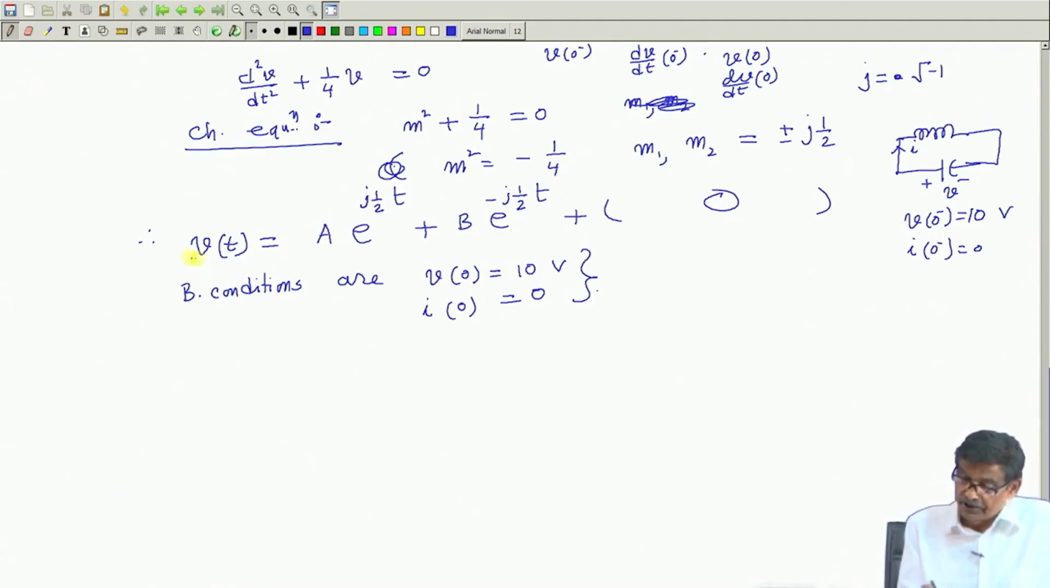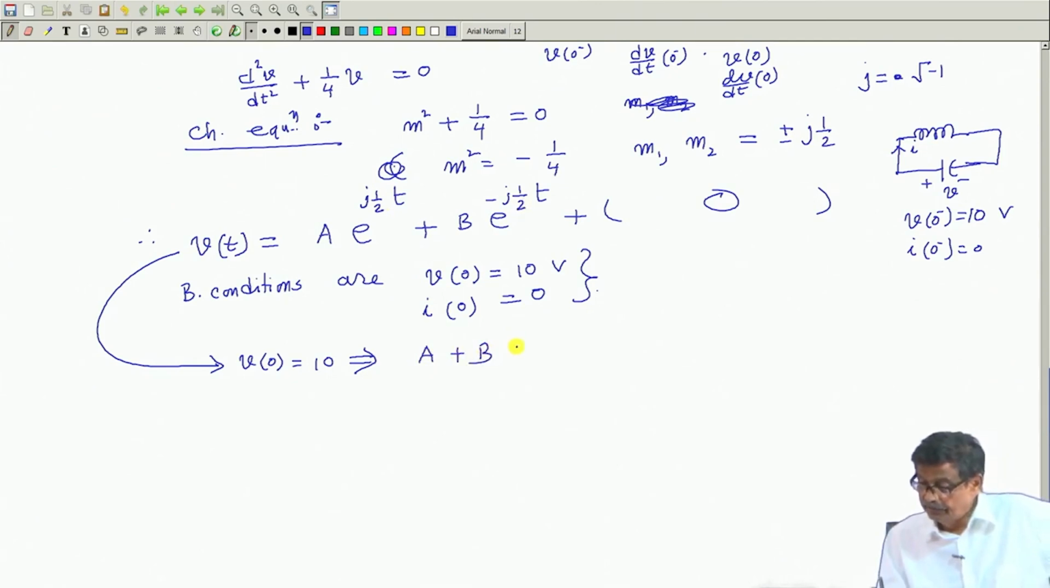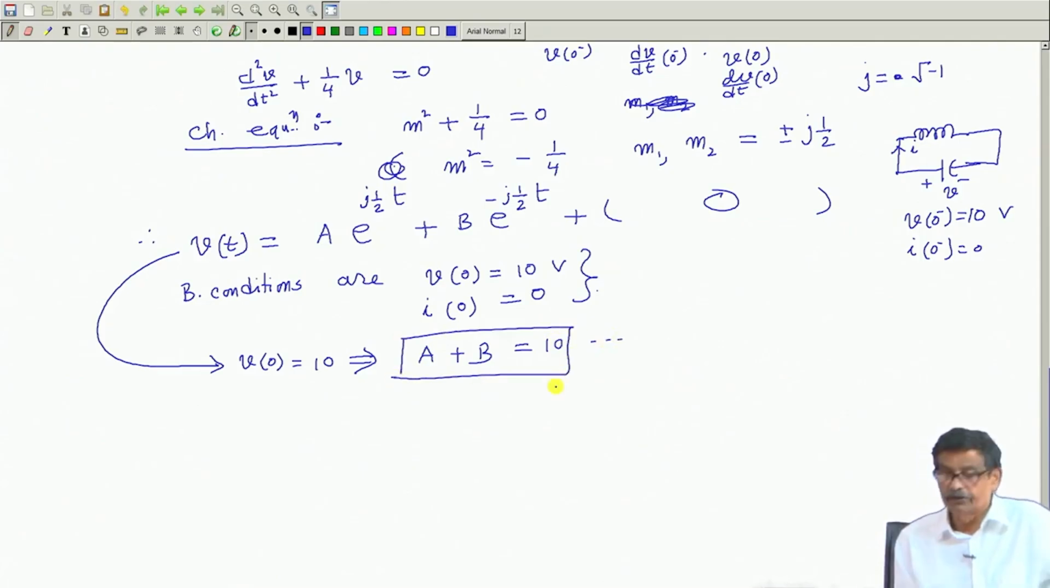Therefore, the first boundary condition will give you, if you put t equal to 0, V(0) is equal to 10 volt, which gives A plus B on the right hand side, equal to 10 volt. This is equation 1, an important equation, because the constants are to be determined. Of course, there are no terms involving the forcing function. So, A and B are to be found out.